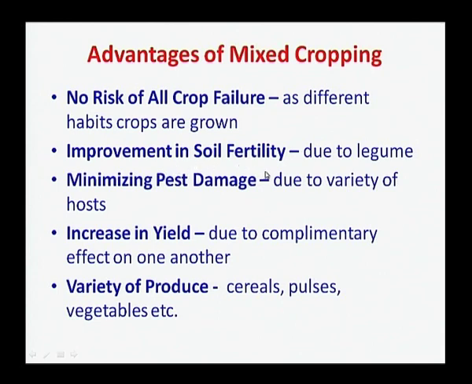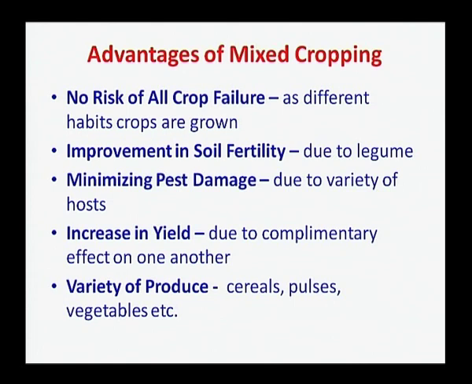Another advantage is improvement in soil fertility. Due to inclusion of legumes, nitrogen is added to the soil. So there is an improvement of soil fertility due to mixed cropping. And pest damage is also minimized because a variety of crops are grown. So a particular pest is not prevalent there, due to the variety of hosts, and this pest does not sustain its life on a particular plant.